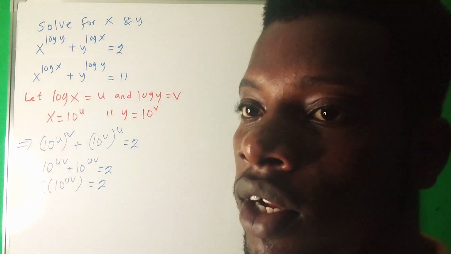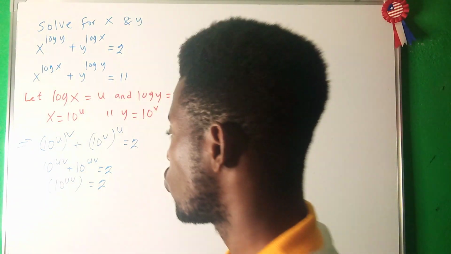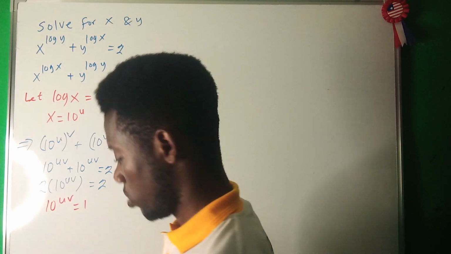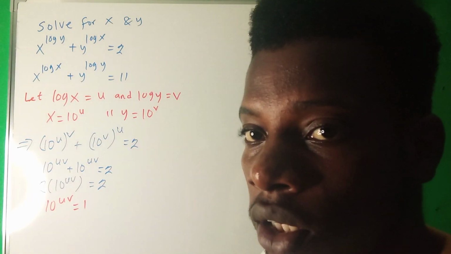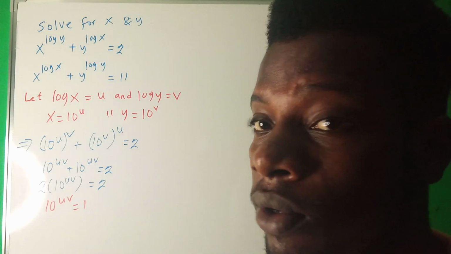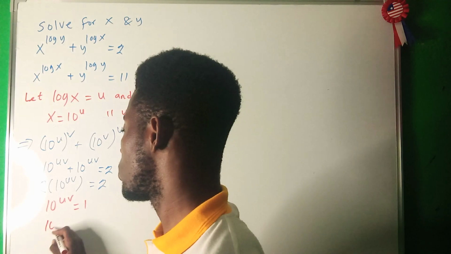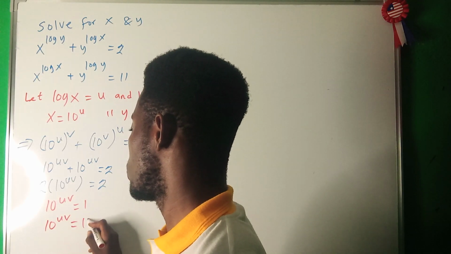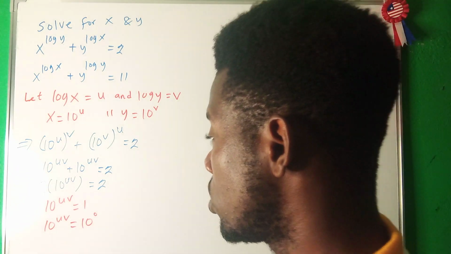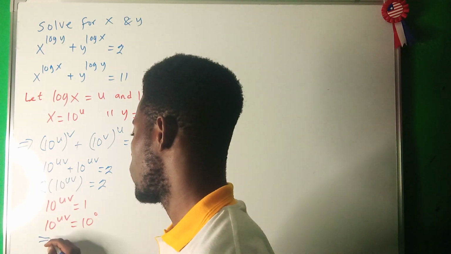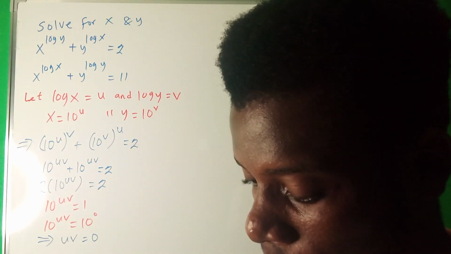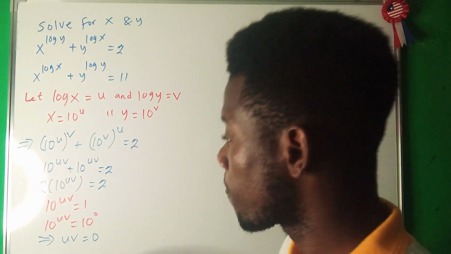And then after we've done that, we can divide each term by 2. We have 10 raised to the power of uv is equal to 1. But we know that 1 is the same as 10 raised to the power of 0. So we have 10 raised to the power of uv is equal to 10 raised to the power of 0. If we solve this equation by equating the powers, we will have uv equals 0 because the bases are the same. So uv is equal to 0.